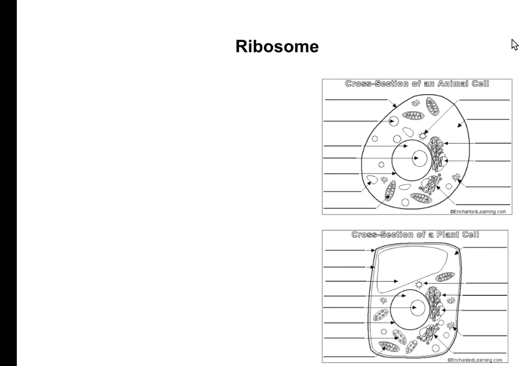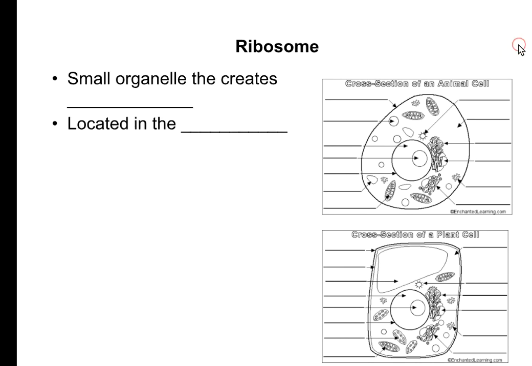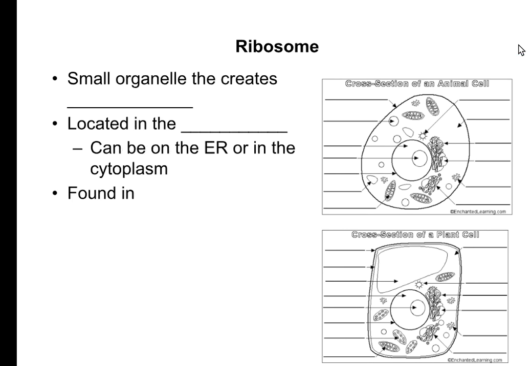Our next part is the ribosomes, and they're right here. That's the arrow that points to them. There's some there. There's the arrow on the plant. They're also located on our rough endoplasmic reticulum, which we'll talk about next. The ribosome is a small organelle. Obviously, as you can see, it's much smaller than all the rest. And it produces protein or creates protein.